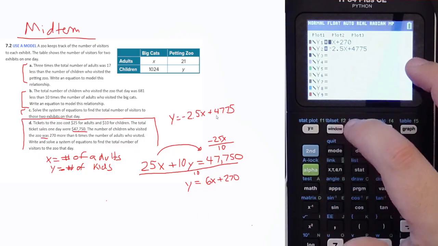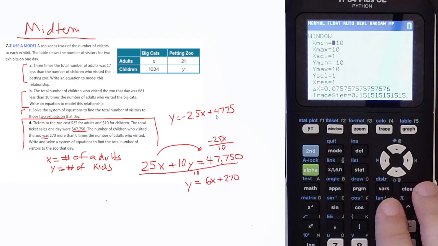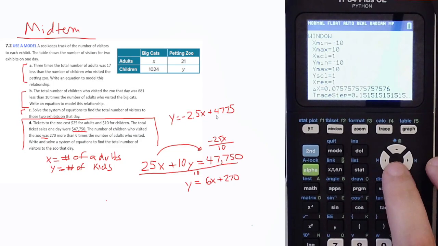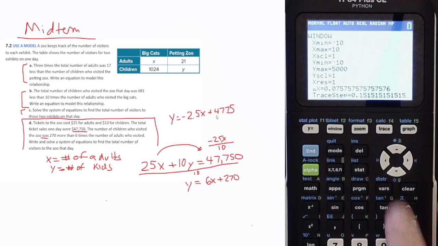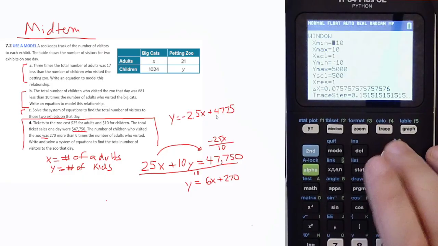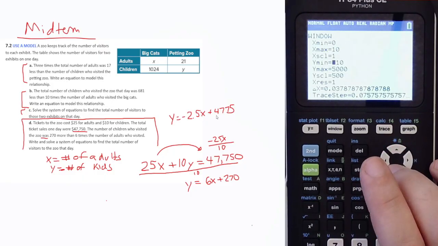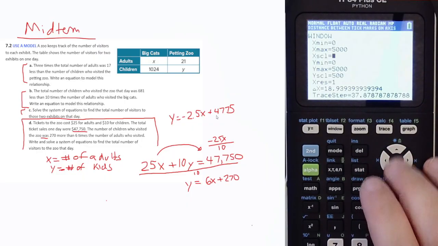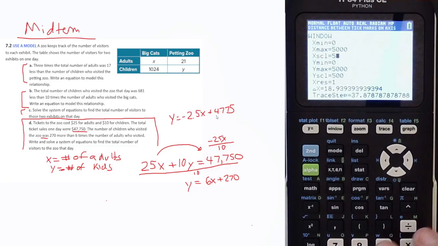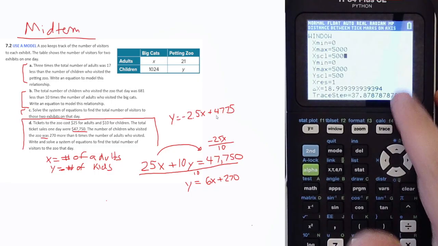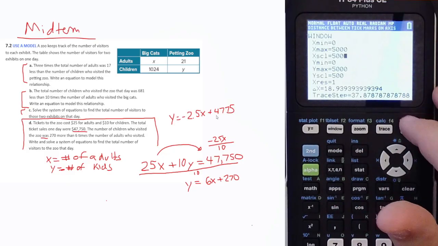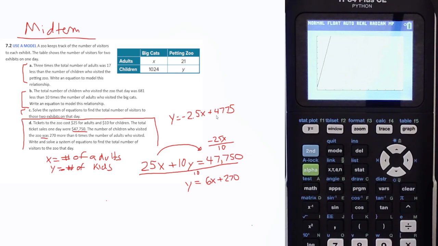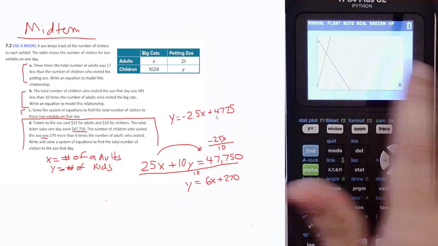So I want to make my window to get my y max to be 5,000. So I'm going to count by maybe 500s. I actually don't need to go into negative. Maybe let's do 5,000 adults, which I don't think is the case. Now if I adjust this window and press graph, it should show up. Let's see. Boom, great, we got it.